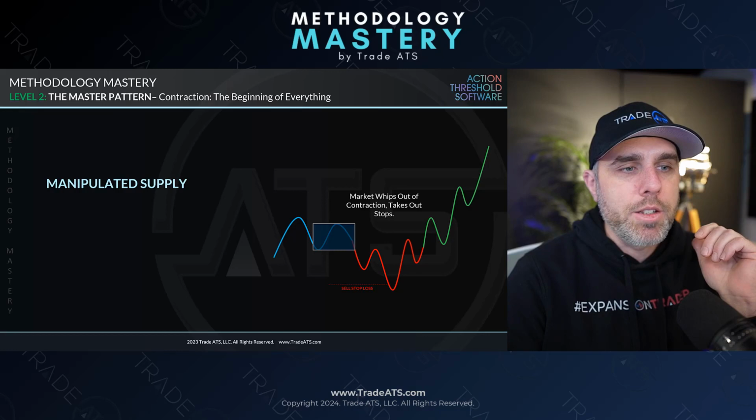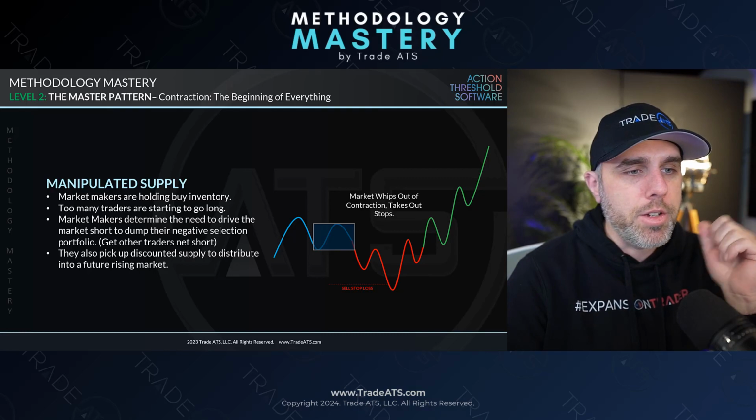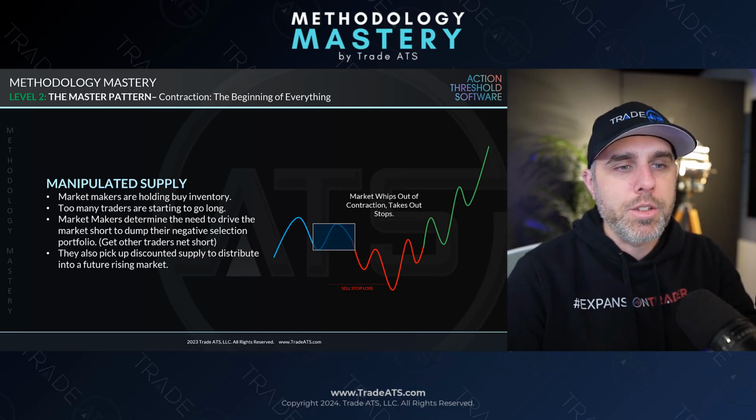Okay, so manipulated supply. Market makers are holding buy inventory. Too many traders are starting to go long. Market makers determine the need to drive the market short to dump their negative selection portfolio and get other traders net short. They also pick up discounted supply to distribute into the future rising market.